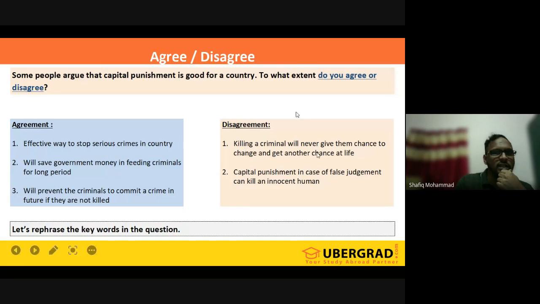You can give a statement like this and talk about it in the first body paragraph. And you can give the second statement in the second body paragraph and talk about it, giving an example, and so on. Then it is done.